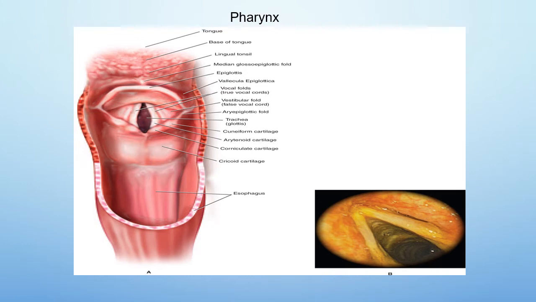You can see here in A you've got a drawing. In B, you've got the real thing. You can see the trachea, the vocal folds, and the tissue surrounding the vocal folds, which is the vestibular fold, or false vocal cord here. True vocal cord here, false vocal cord here.